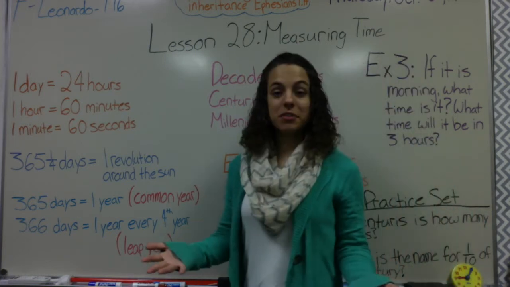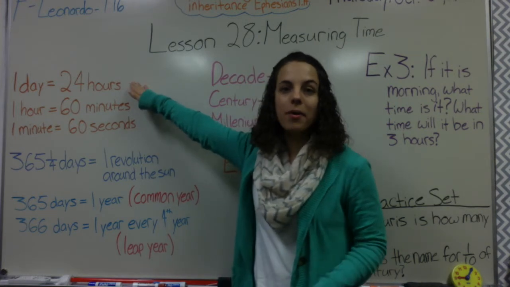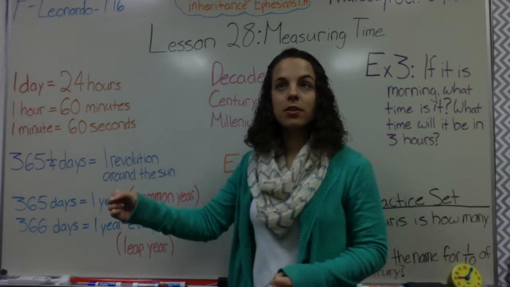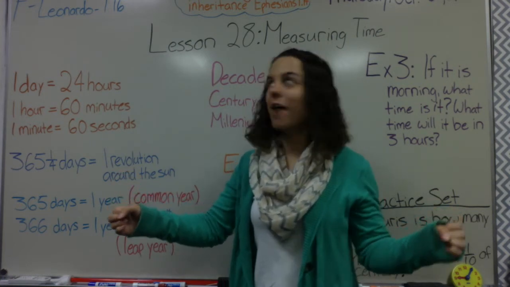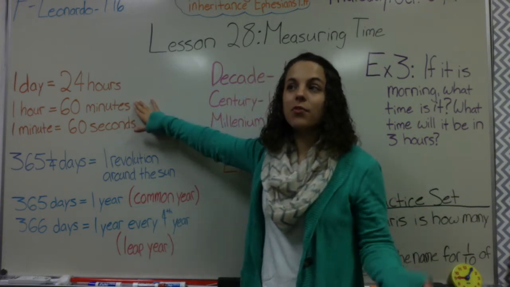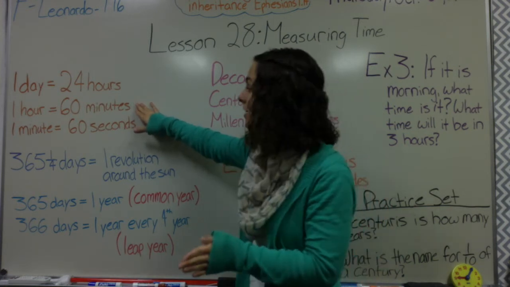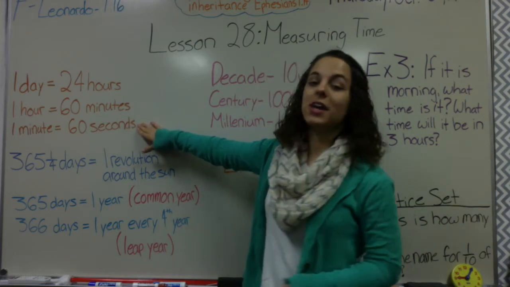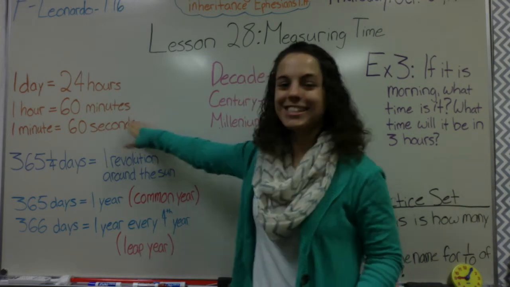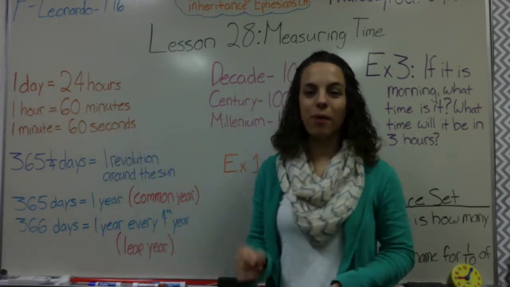Now, easy review, which most of you already know, is that in one day, we measure each day by hours. We have 24 hours in one day, from 12 a.m. all the way till 12 a.m. the next day is 24 hours. Then we also have 1 hour contains 60 minutes. So from 1 o'clock till 2 o'clock, there's 60 minutes between that whole time period. And within each minute, we have 60 seconds. So 60 seconds is 1 minute, 60 minutes is 1 hour, and we have 24 hours in one full day.